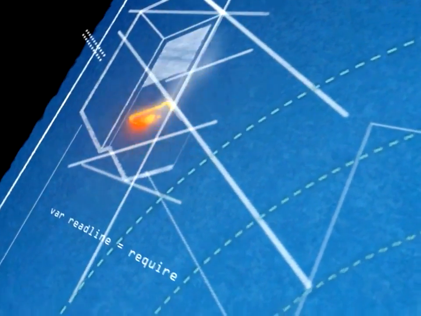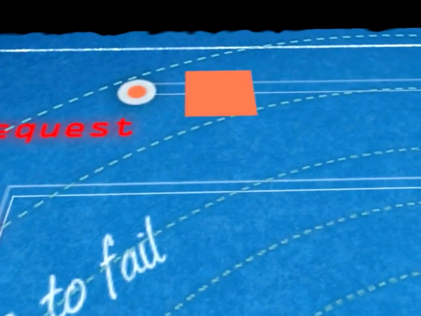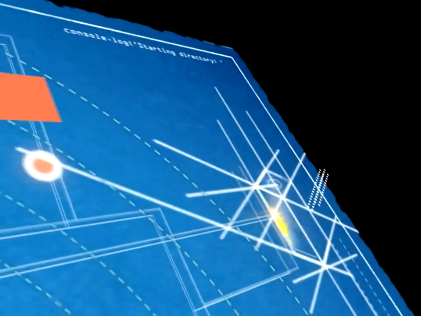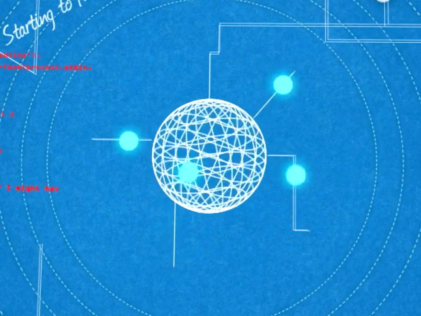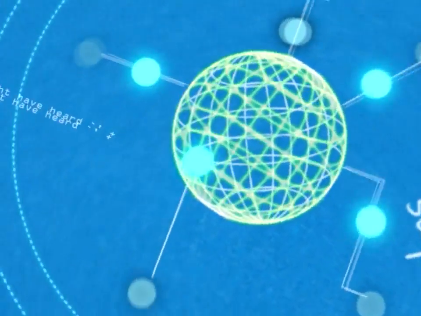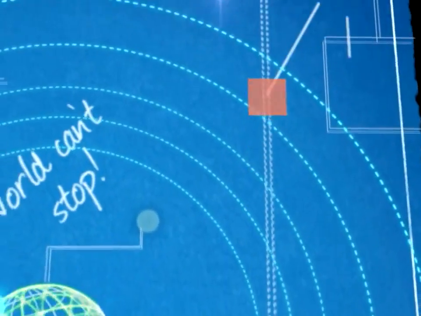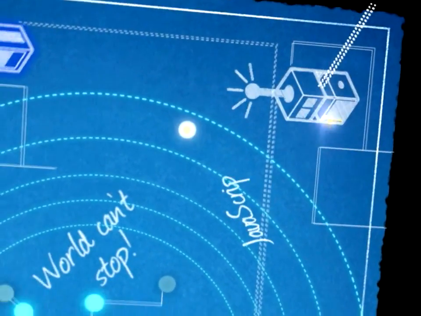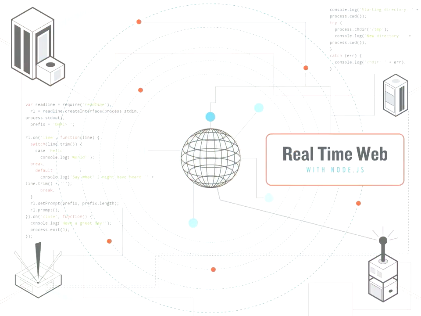Your online application's starting to fail. It's crawling on the network just as fast as a snail. We need invented programming starting from the top. Better write some code so the world doesn't stop. With the non-blocking model, we will be just fine. Built on Google Chrome's V8 runtime. And all you need to do is write some JavaScript code and use the real-time web with Node.